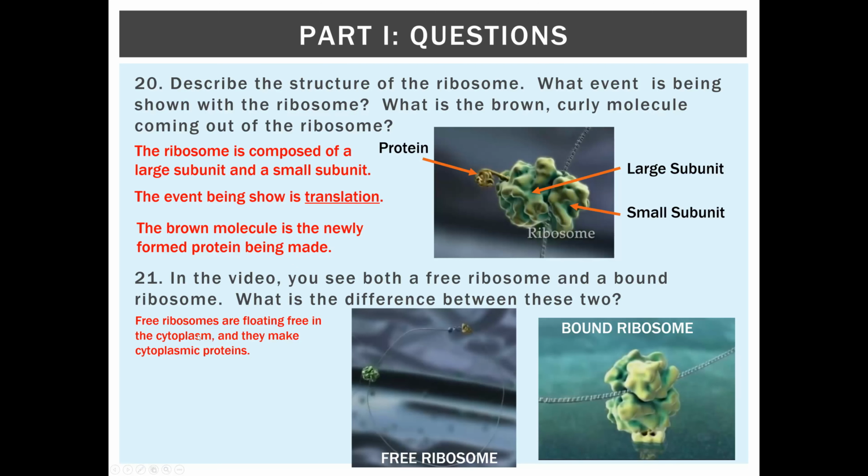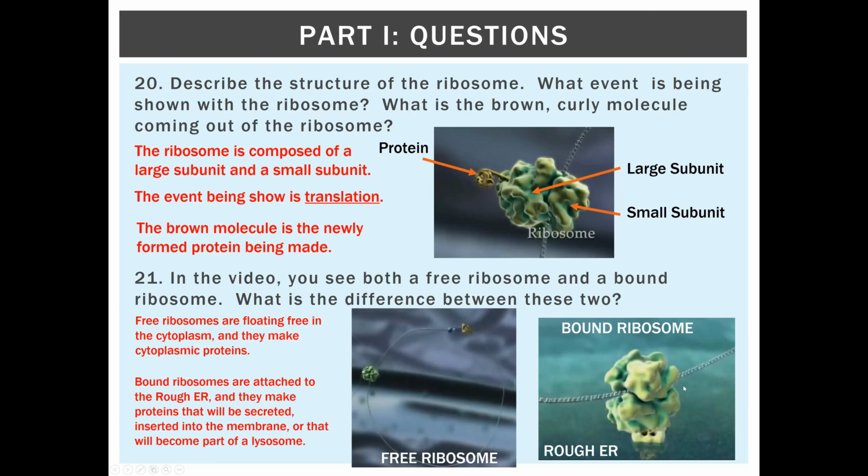So free ribosomes are floating free in the cytoplasm, and they make cytoplasmic proteins. Bound ribosomes are attached to the rough ER, and they make proteins that will be secreted, inserted into the membrane, or that will eventually become part of a lysosome.